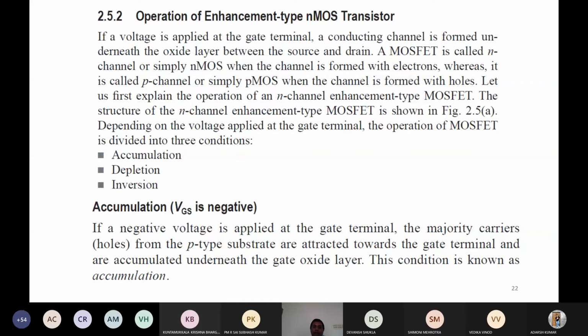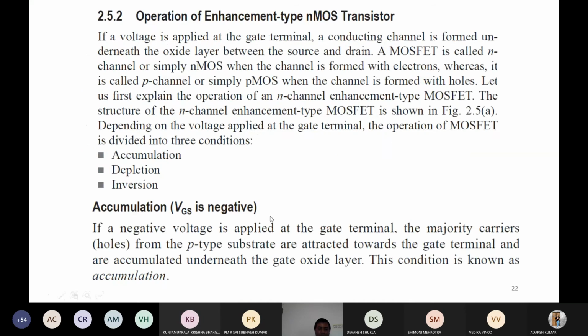But the basic operation, how the field is affecting the operation of this structure, how the application of voltage between gate and source is affecting the operation of this transistor, is similar to what was explained in the case of the MOS capacitor, which we will try to utilize. So the operation of the enhancement type MOSFET we will understand in different modes like accumulation, depletion, and inversion. So first we should understand accumulation mode. As previously in the MOS capacitor case, the gate to source voltage should be negative for accumulation mode.